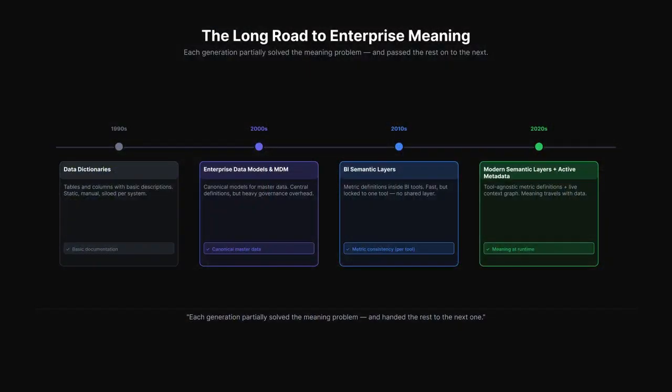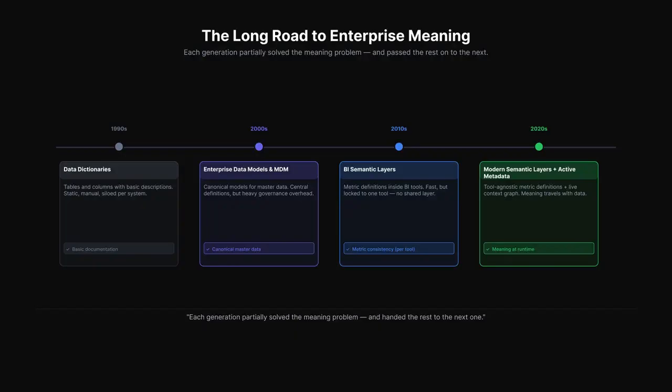Now, this isn't a new problem. Data dictionaries in the 1990s tried to solve it. Enterprise data models in the 2000s tried to solve it. Master data management initiatives tried to solve it. BI semantic layers, the old kind, think Cognos or BusinessObjects cubes, tried to solve it. Each generation made partial progress and left partial gaps.